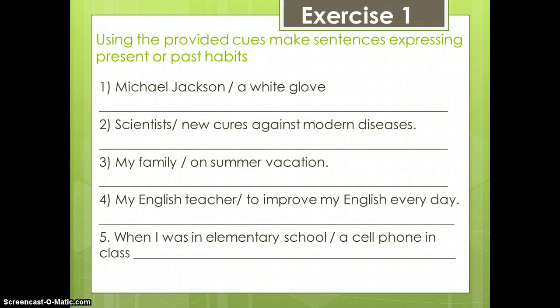Okay, here we have our exercise number 1. Using the provided cues, make sentences expressing present or past habits. For example, number 1, we have Michael Jackson, a white glove. So you can write something like, Michael Jackson always used to wear a white glove in his house. Now go ahead and write your own sentences.